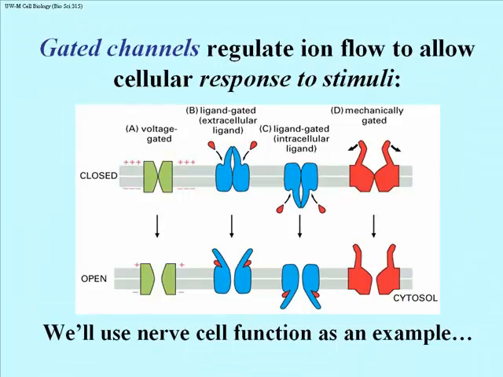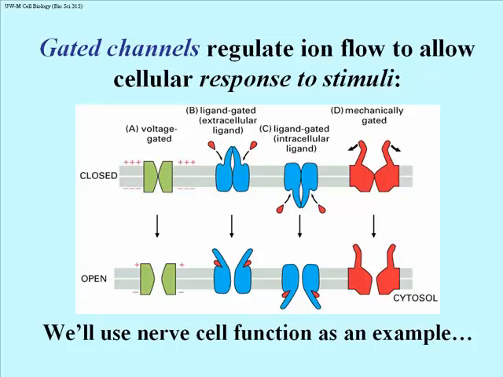So this is from your textbook. Gated channels can be either open or closed, and this is really the take-home message of this slide. They can be open or closed, and they will regulate ion flow to allow, as it says, response to stimulus. We have a voltage-gated channel on the left. A depolarization will cause the channel to open, and ions will flow in the direction from high concentration to low concentration. That part is not mysterious.